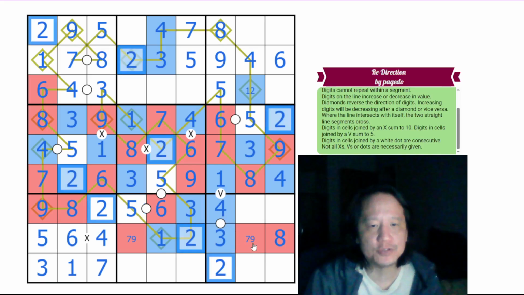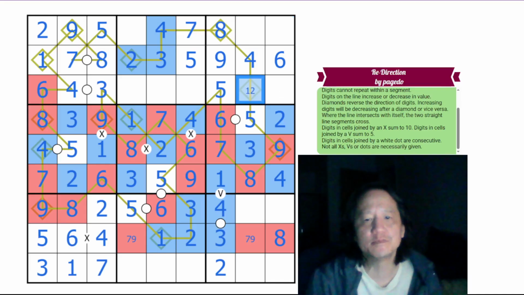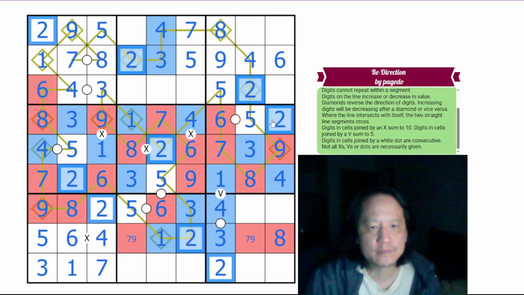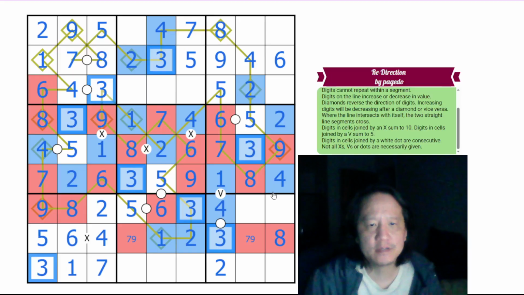We have 8 2s. We know where the last 2 has to be. It cannot be here or here because 2 is in the rows and columns, so it has to be here. 1s. We don't have enough information.